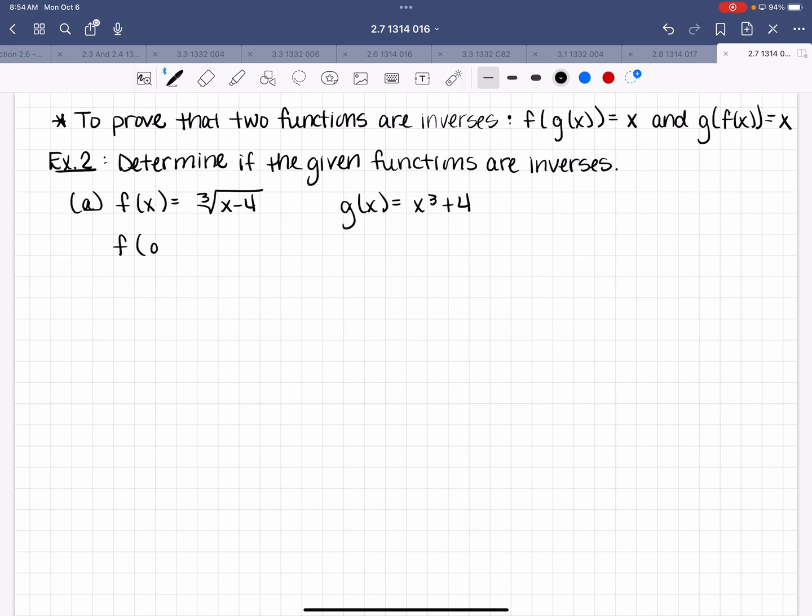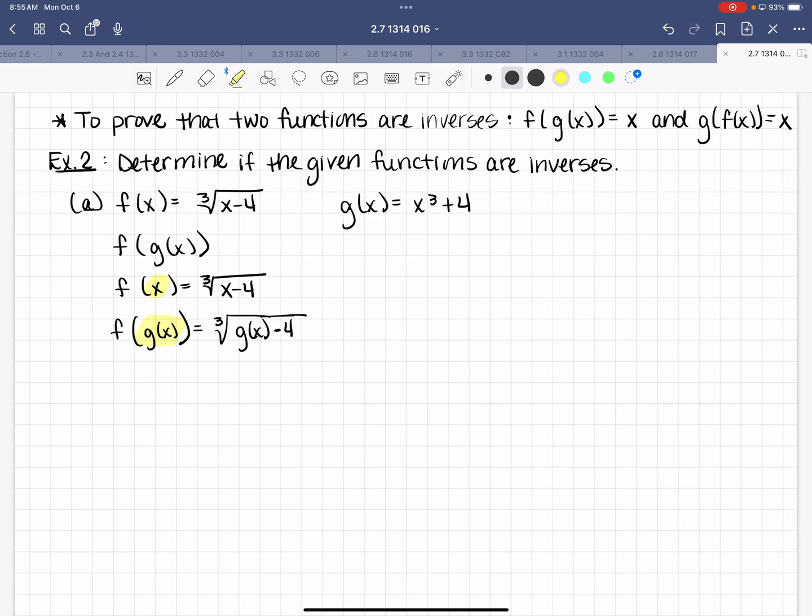Let's find f of g of x. Okay, so I start off with normal f of x. I have f of x equals the cube root of x minus 4. And I'm looking for f of g of x. Okay, so what happened? Everywhere I saw an x, I'm going to plug in a g of x, right? So this becomes the cube root of g of x minus 4. There was an x, I put in a g of x.